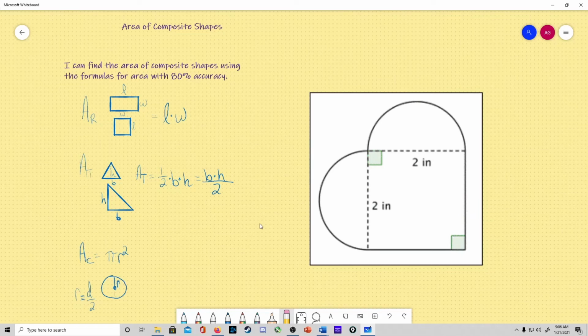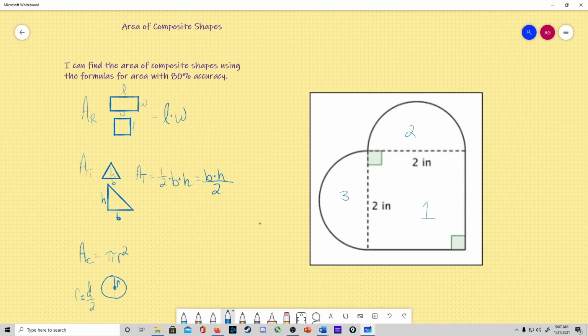We can see that we have this square here. I'm just going to label this as my first shape, so this is shape 1. And then I've got shape 2 and shape 3. I have to understand that shape 2 and 3 are half circles, right? So if I'm going to use the formula for area, I'm going to take half of it because I don't have a full circle here. I only have half of a circle. But I can still make that work, okay?